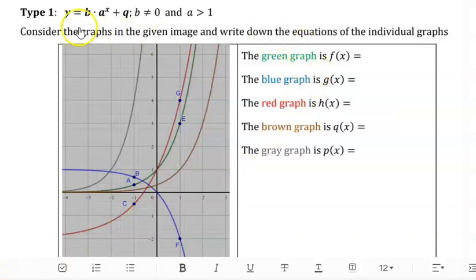In this video we will first look at type 1, where we have a to the power x plus q, and a is larger than 1. And we're going to look at these graphs.